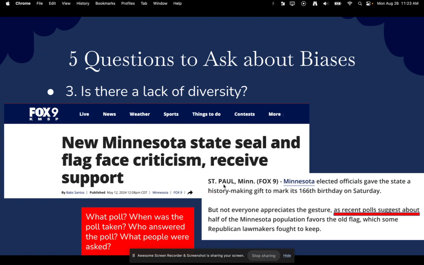So this news source claims that there's a poll, but they don't ever link anything to the poll. And with the poll, you have to ask yourself, what poll was taken? When was this poll taken? And who answered the polls? And what kind of people were asked about their opinion about any topic? For example, this one would be like the state flag. So you have to ask yourself, is there a lack of diversity in who is being questioned in the news article?